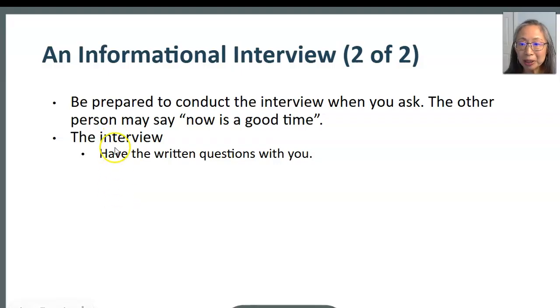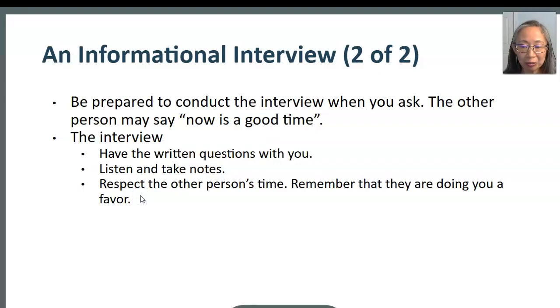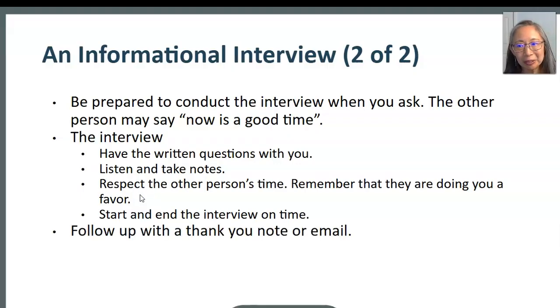So during the interview, have your questions with you. Print them out so that you don't have to memorize them. Take notes, because the other person will expect you to take notes as you're trying to learn more about their job. Very important, the other person is doing you a favor, so respect their time and do not go past 15 minutes or 30 minutes, or however long the two of you had agreed to. Start your interview on time and end on time. Very important: follow up with a thank you note or a thank you email.